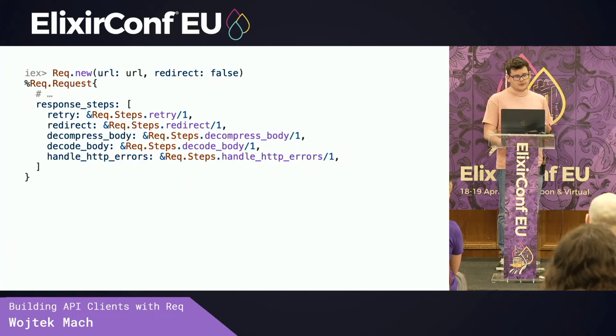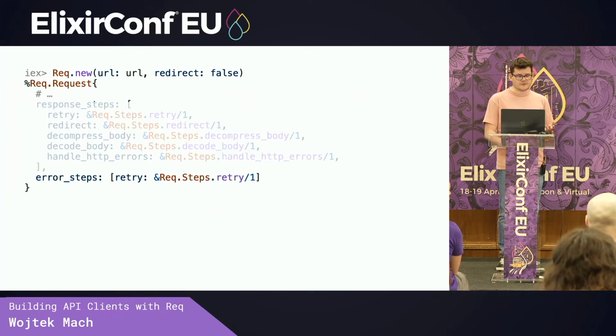So let's say we got an HTTP 500 or something like that, Rec will automatically retry using the retry step. If we got HTTP in the 300 ranges, we would redirect. If the body is compressed, we would decompress, and so on. If you got an error from the server, network error, network timeout, there are error steps for that. At the moment, the only one is to retry, but you can add custom steps like maybe some custom logging or things like that.